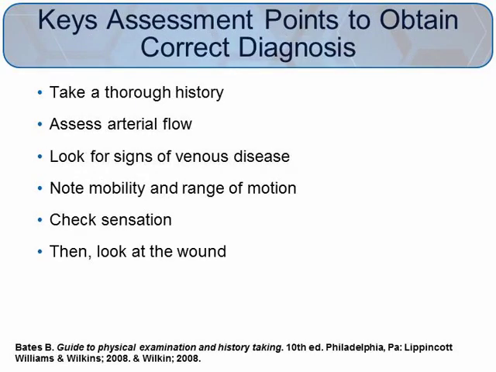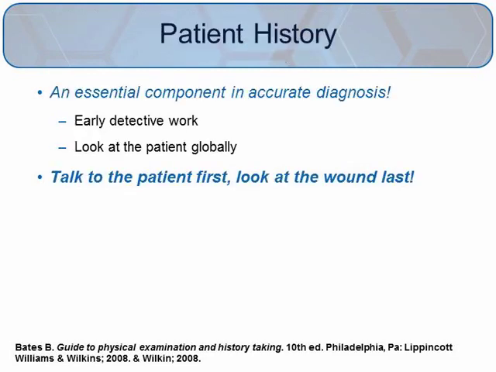So there are key assessment points to obtain this correct diagnosis, and we'll be going through each one of these today. First, you want to take a thorough history, and then you want to assess arterial flow and look for signs of venous disease in patients that present with leg ulcers. You want to note the patient's general mobility as well as range of motion of any affected joints. You want to check sensation, and then lastly, you want to look at the wound. So let's start with the patient history.